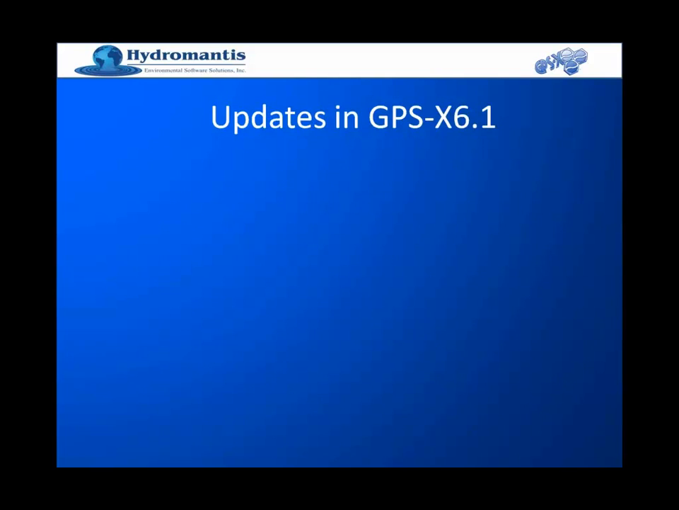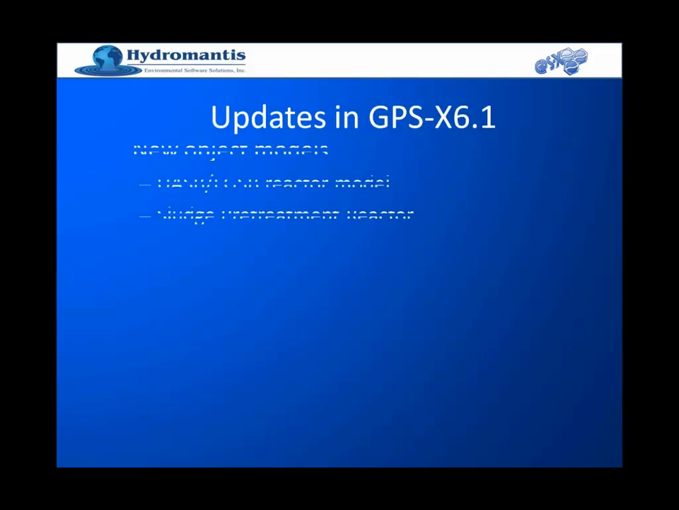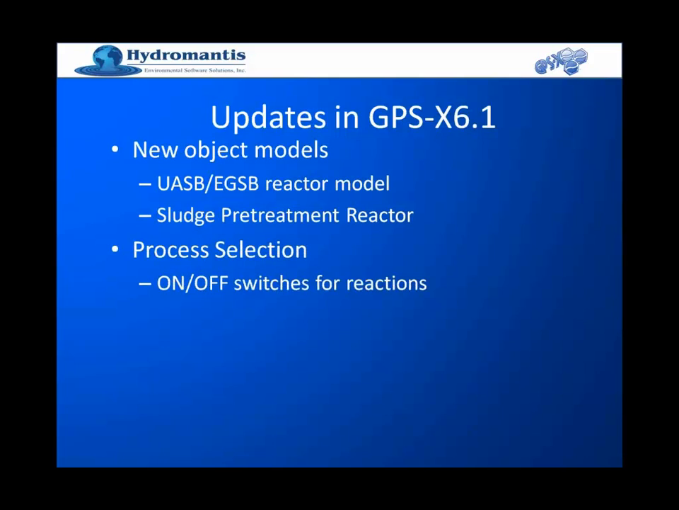We have come up with a new update in 6.1. The first release was in 2010. Sorry, and then the newest in 2011. And in 2011, what we did, we added a new UASP and EGSP reactor model in Mantis2. And also we have added a new sludge pretreatment reactor to model the thermal lysis or ozonation reactions and those kinds of things to disintegrate the sludge and make it more amenable for degradation in anaerobic digestion or activated sludge treatment systems. So these are some new models.